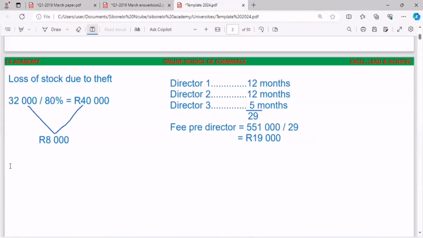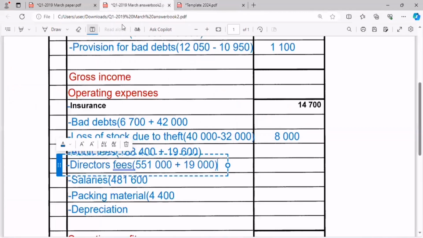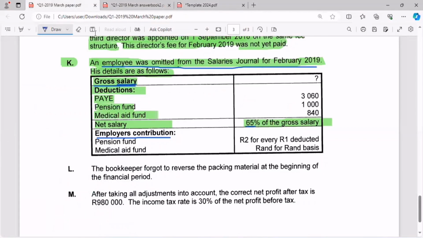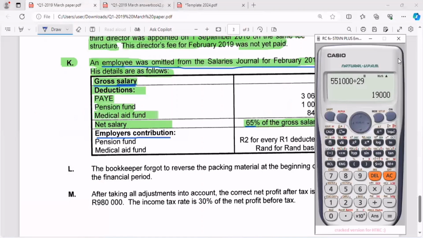So guys, I will simplify this for you. So we have the gross salary, deductions and net salary. So guys, we are told that the net salary of this employee is represented by 65% of the gross. And the gross is always represented by 100% because this is the full amount before deduction. And then deduction will be represented by, so you take the difference between 100 and 65. So the difference is 35%. So deductions is represented by 35%. And we do have the list of his deductions. So let us add all the deductions for this employee.